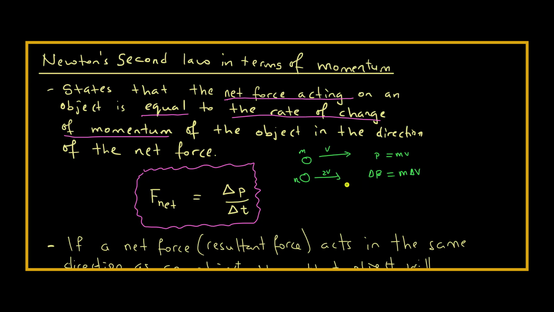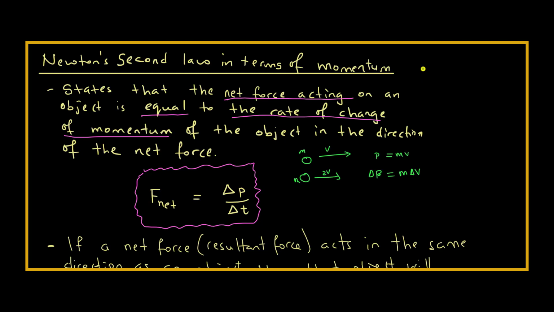But for us to have a change in that momentum, for the speed of the object to either increase or decrease, or for its direction to change, there must be a net force acting on that particular object. So for the momentum of an object to change, there must be a net force acting on that object, which causes its momentum to change.